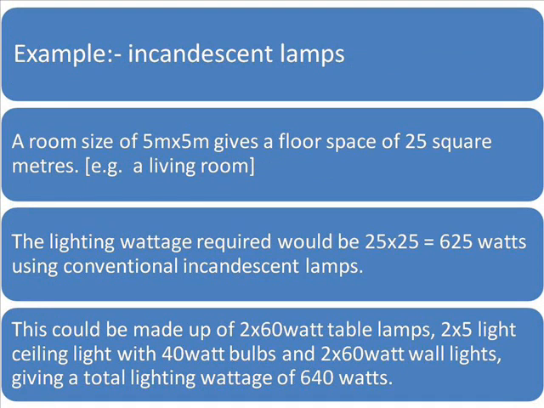Here are some examples. A room size of 5 metres by 5 metres gives a floor space of 25 square metres. A good example of this would be a living room. When using conventional incandescent lamps, the lighting wattage required would be 25 times 25, which would equal 625 watts. This could be made up of 2 60-watt table lamps, 2 5-light ceiling lights with 40-watt bulbs, and 2 60-watt wall lights, giving a total lighting wattage of 640 watts.